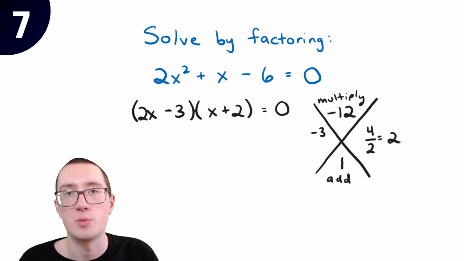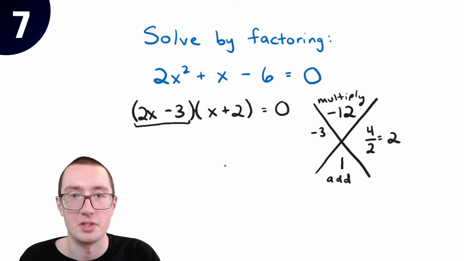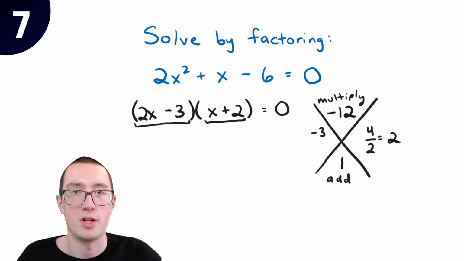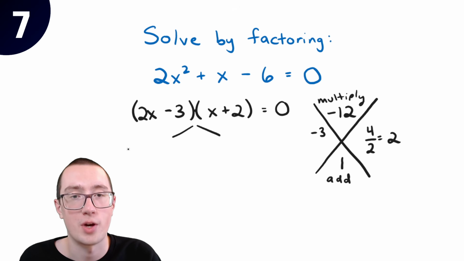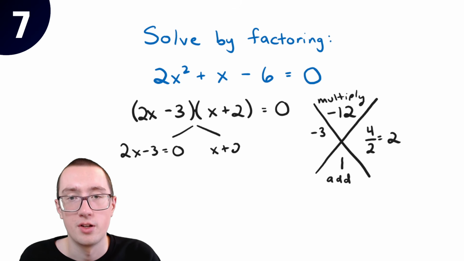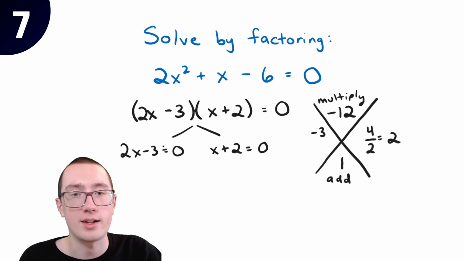What happens when you multiply something by 0? Well, it becomes 0. So if this happened to be equal to 0, the whole thing would be 0. Or if this was equal to 0, then we'd be multiplying by 0, and the whole thing is 0. So because this is equal to 0, we can actually split this up into two equations. So I can split this up into 2x minus 3 equals 0, and x plus 2 equals 0. And now I just need to solve for x on each one.